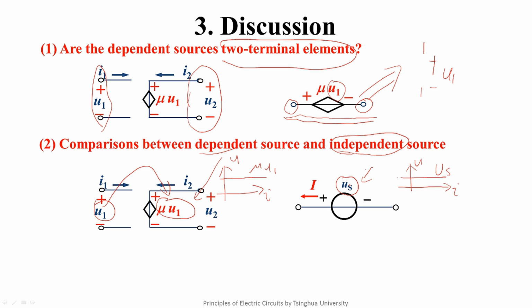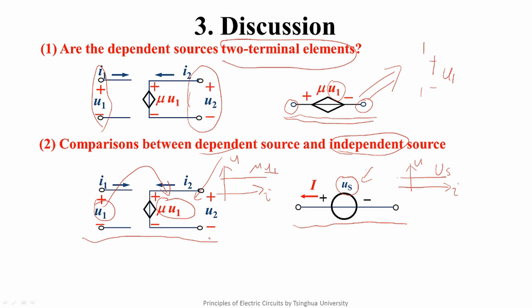But this is determined by itself, while that is determined by U1. This is the first difference. The second difference is more important. The independent sources are real energy or signal sources in the circuit, while the controlled sources are circuit models obtained from energy processing or signal processing components.